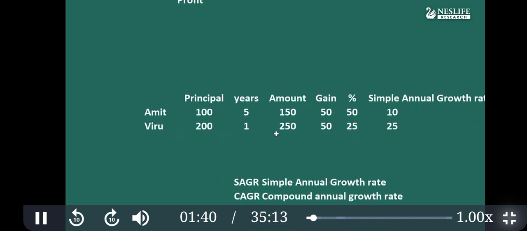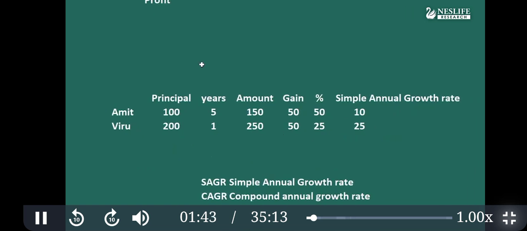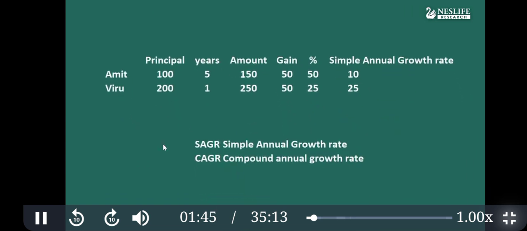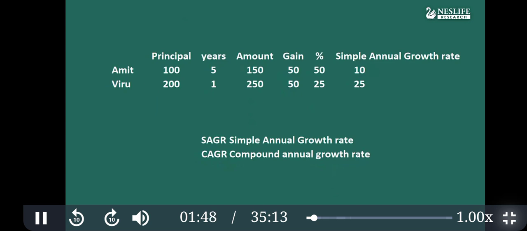Okay, so let's understand by a simple example. Suppose there are two friends, Amit and Viru. Amit invested 100 rupees in the gold. Viru invested 200 rupees. When gold price was at 200 rupees, he bought gold. Amit invested for 5 years. Viru invested for just 1 year. When Amit sold, he got 150. Viru got 250. So as I discussed, gain is also return.